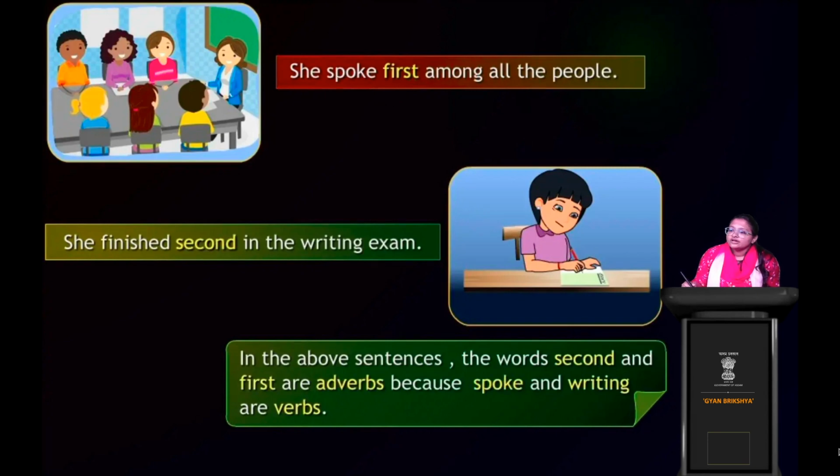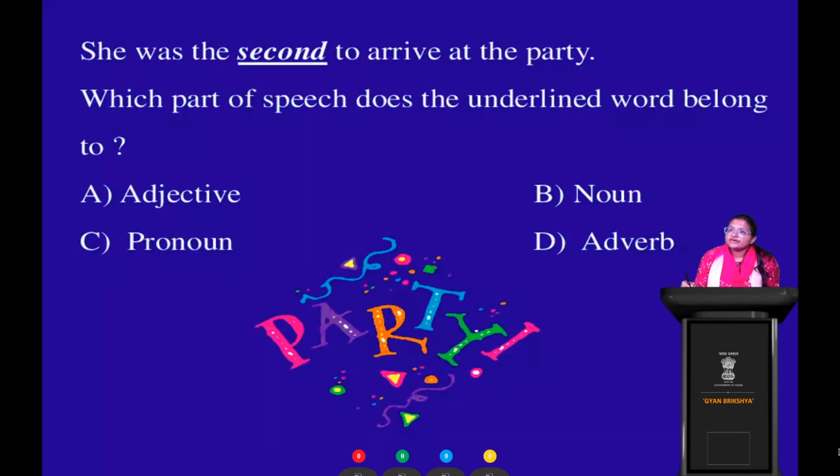Now let's take up this question. Let's see what we have. She was the second to arrive at the party. Which part of speech does the underlined word belong to? Do you understand the question? There is a sentence given to you: She was the second to arrive at the party. What you have to do is, from this sentence, there is a word given, second, which is underlined. You have to tell which part of speech the underlined word falls under.